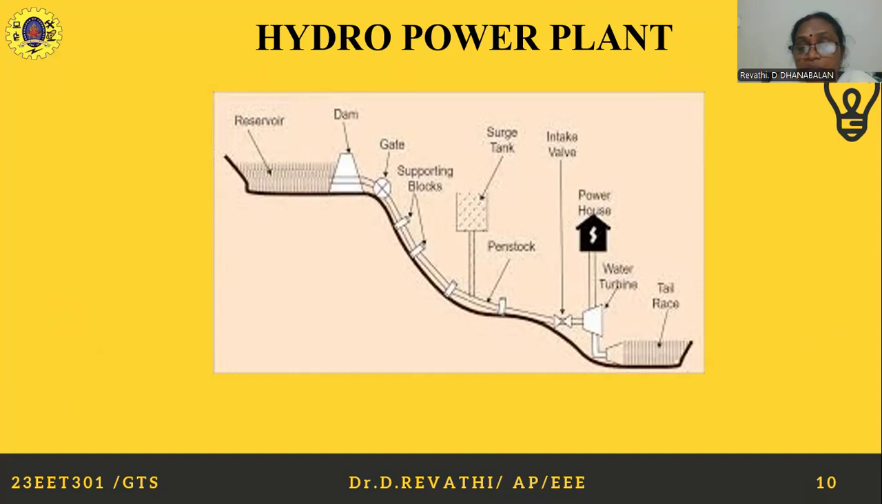And one more component is here: the tail race. The tail race is a river. After the water is used in the turbine, the remaining water flows to the tail race. So I think these are the components in the hydropower plant.